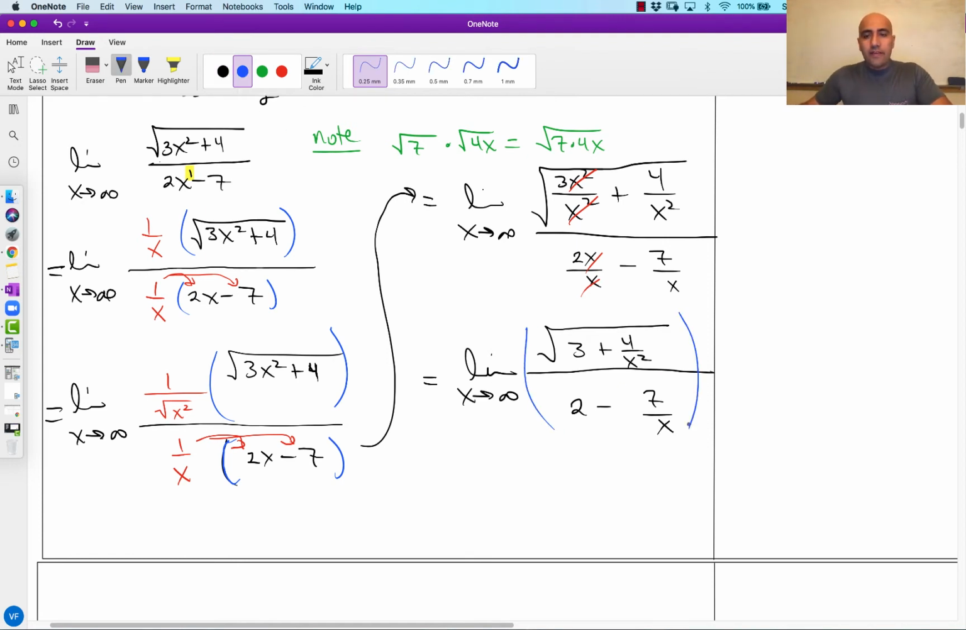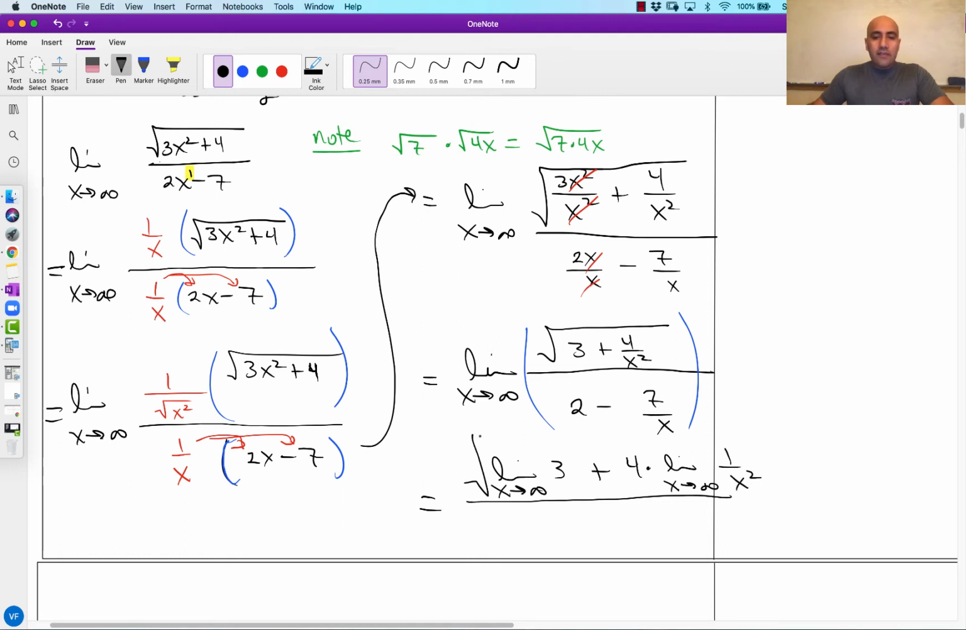Okay, so following our properties from before, we know that if we have the limit of a fraction like this, this is equal to the division of the two limits, the limit of the numerator divided by the limit of the denominator. We also know that the limit can be brought inside the root. So to save a couple of steps, the next logical conclusion is that this is equal to the limit as x approaches infinity of the square root of 3 plus 4 times the limit as x approaches infinity of 1 over x squared. And in the denominator, we have the limit as x approaches infinity of 2 minus 7 times the limit as x approaches infinity of 1 over x.